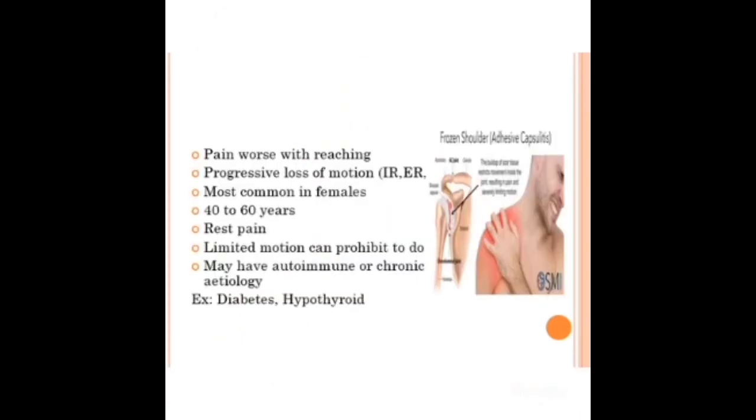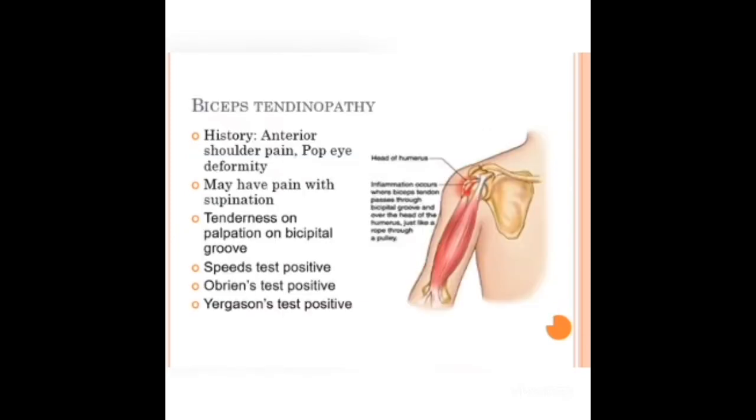This occurs mainly around 40 to 60 years, especially in women, and especially with diabetes and autoimmune disorders like hypothyroid. And there will be limited range of motion. The patient can't perform any kind of test because it is all stiff. The shoulder is stiff. So the patient cannot reach heights, cannot lift. He can't even do regular normal movements like flexion, abduction, extension and all.